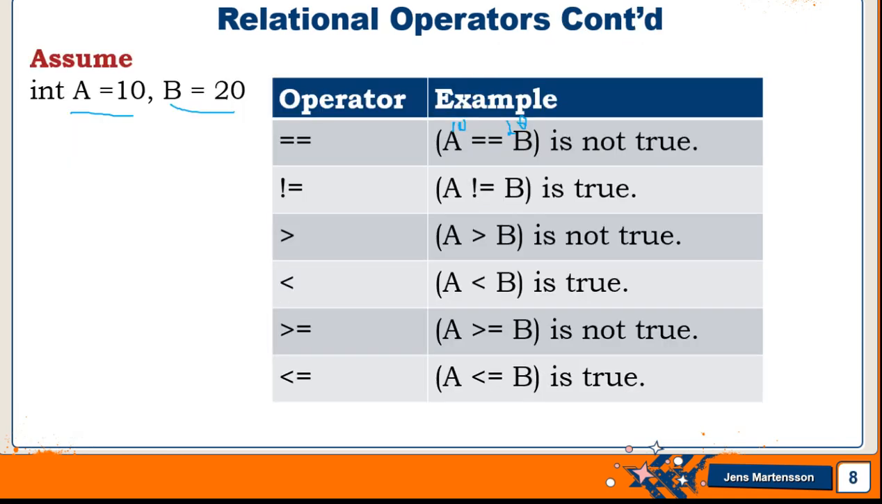So let's see some relational operations on these two integers. We have int a equals 10 and b equals 20. Here we are asking, is 10 equal to 20? 10 is never equal to 20, and that is why here it is not true. And here we are saying that 10 is not equal to 20, and that is true because 10 is not equal to 20. And here we have, is 10 greater than 20? Which is not true. Then we have 10 is less than 20, which is true. And then here we have 10 is greater or equal to 20, which is not true. 10 is not greater or equal to 20. And here we have 10 is less or equal to 20, which is true.